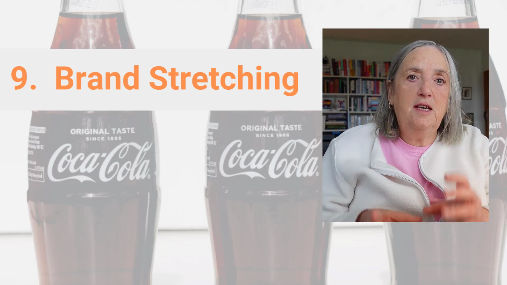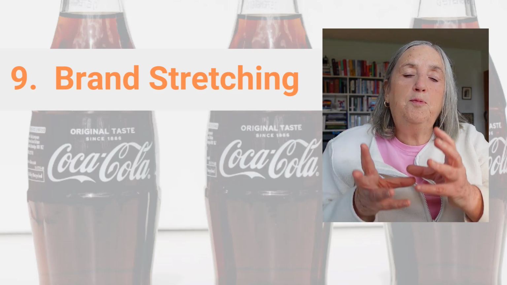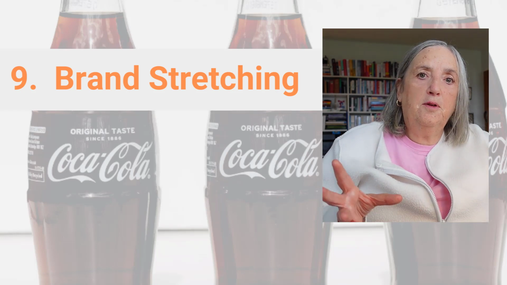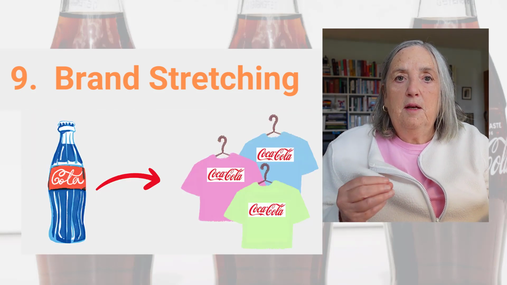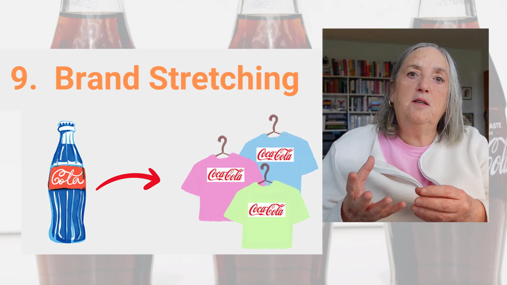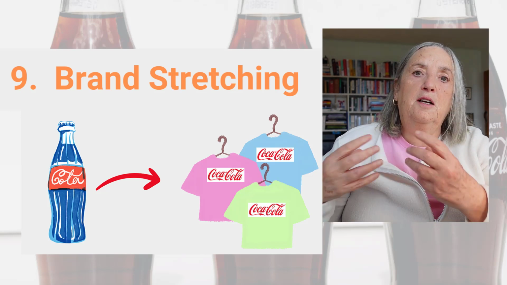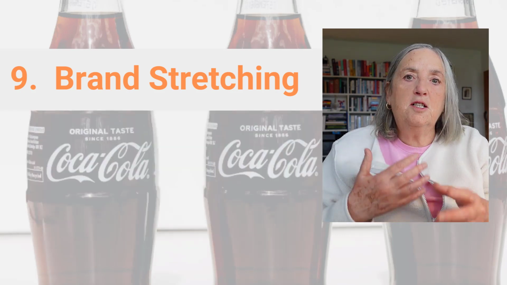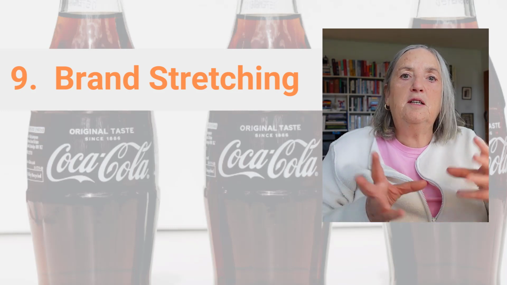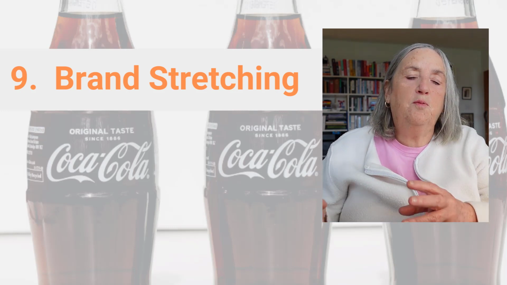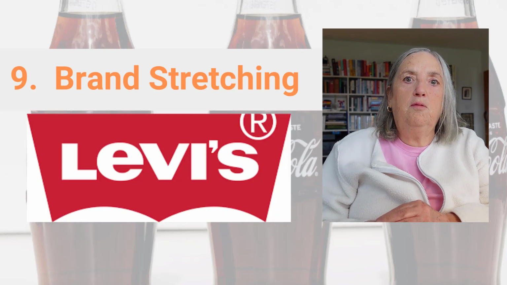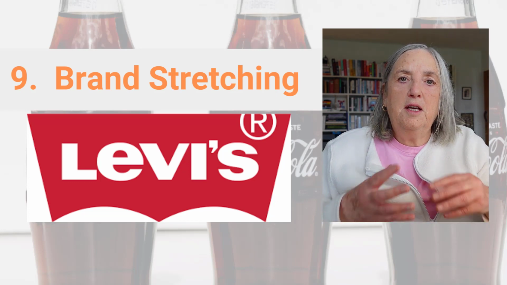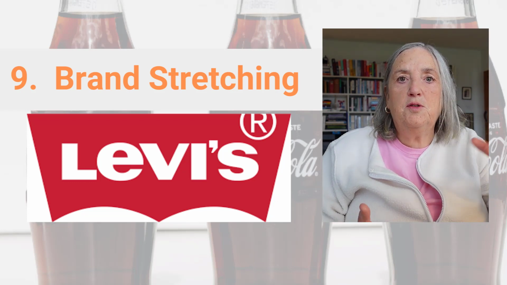But the difference is that with stretching, you would stretch your branding, you would take your branding and you would put that into different product categories. So for example, with Coca-Cola, I might take the branding and I sell a range of t-shirts, for example. Stretching can be a slightly risky strategy. There have been many examples in the past where stretching hasn't worked. So for example, there was an example a few years ago where Levi's, who make the classic jeans, decided to try and sell men's suits.